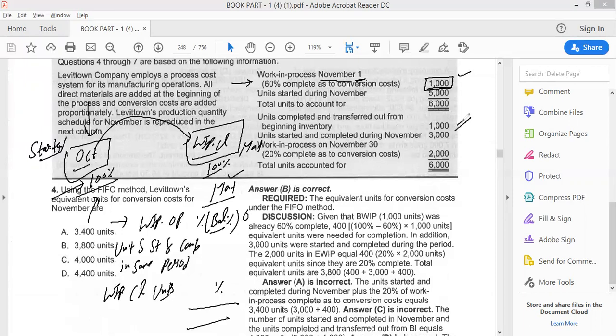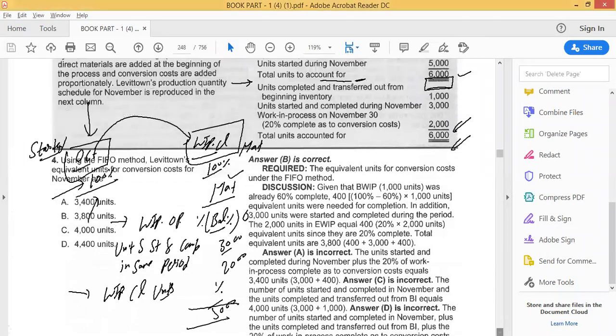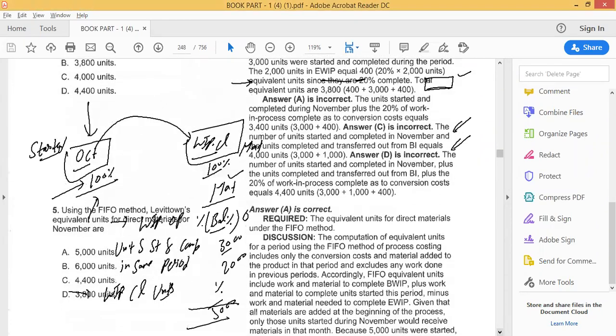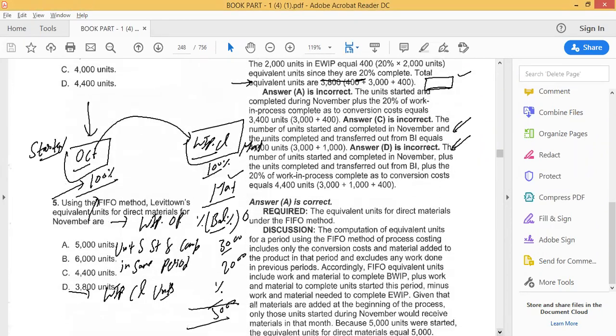Here, for units started and completed in the same period, we already have 3000, and for the closing, you have to apply the percentage. You notice that no percentage is given for the material because 100% of material is added at the beginning of the process. So the whole 2000 you will record here. Like that, how much will your answer come to? 5000. If there is any point you want to discuss, you can mention it in the comment section. So here we can see that our answer is 5000.